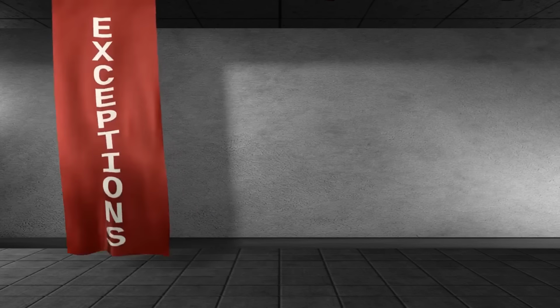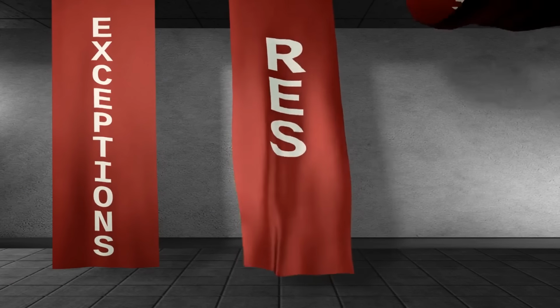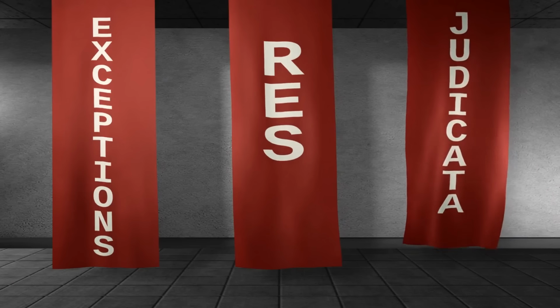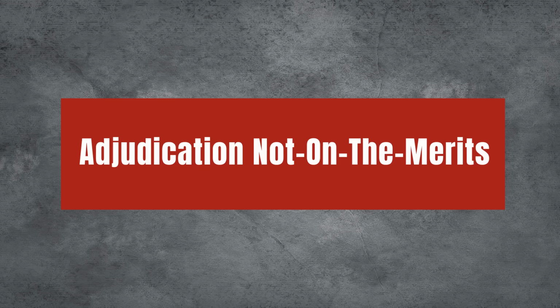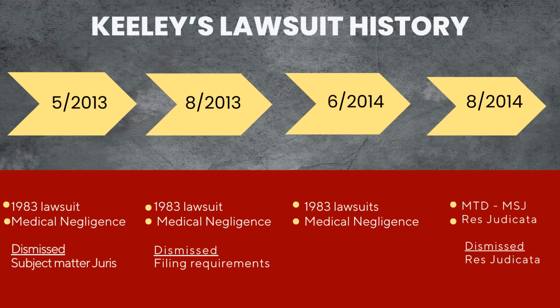So let's look at some exceptions to res judicata. Remember, one of the elements for res judicata to be applicable is the adjudication must have been made on the merits of the case. Well, the flip side of that is when the adjudication was not made on the merits of the case. So let's look at Keeley versus Croft to illustrate non-merit adjudication.